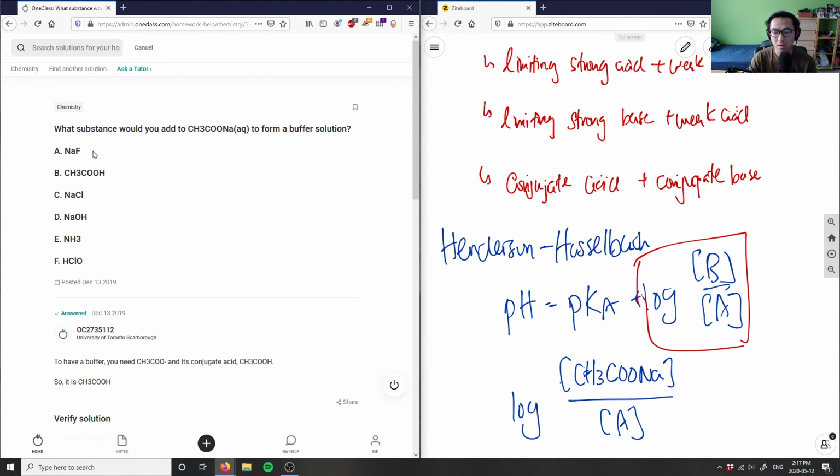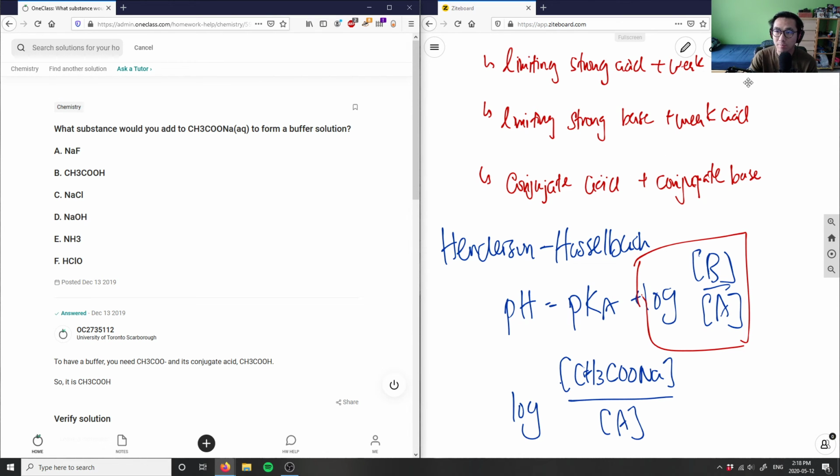NaF is an ionic compound, so it doesn't work. CH3COOH, this guy works. NaCl is ionic, so it doesn't work. NaOH wouldn't work because I'm adding a base and a base together. NH3 is also a base. HCl here is a weak acid. And so basically the only solution here is B.